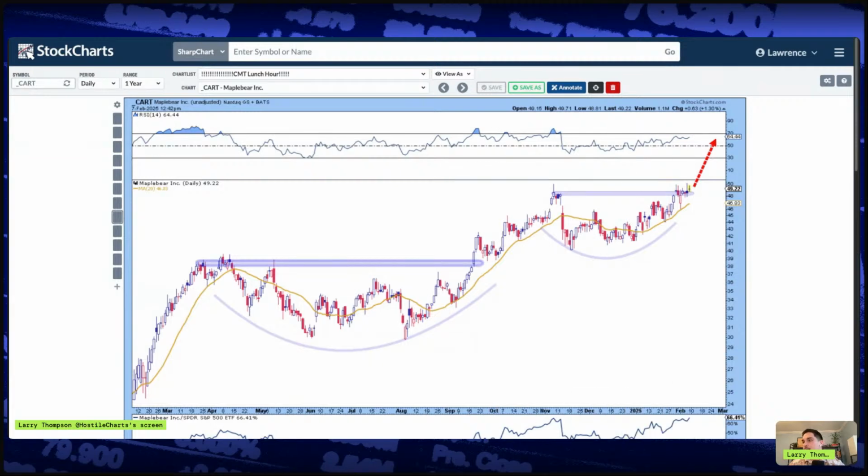What's Maple Bear do? Let's take a quick peek. Because, you know, some people care about that stuff. Actually, I care about that stuff. Instacart. Shout out Instacart. I think they've partnered with Costco. My wife's getting stuff from Costco via Instacart. So good looking chart, right?